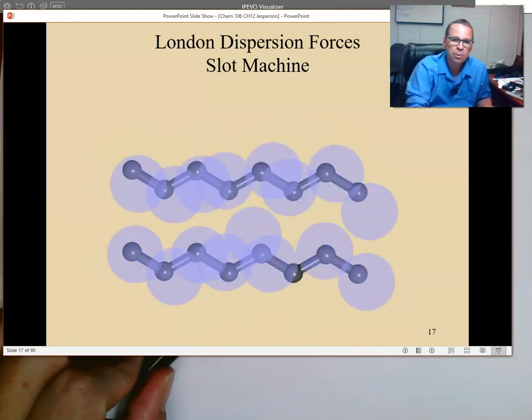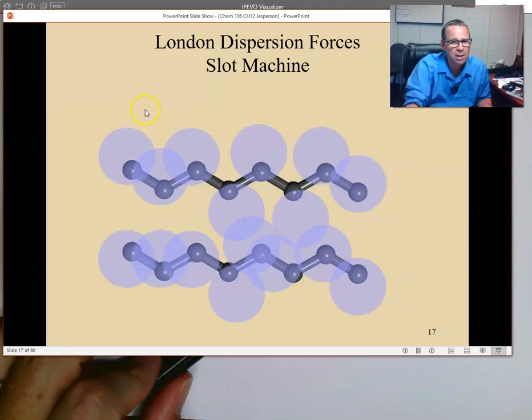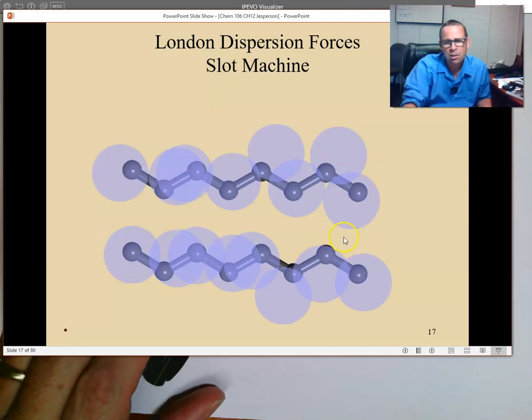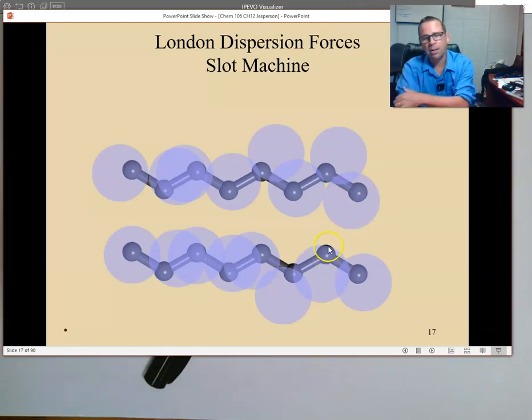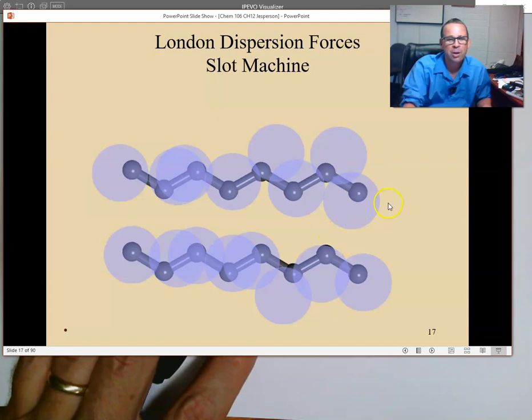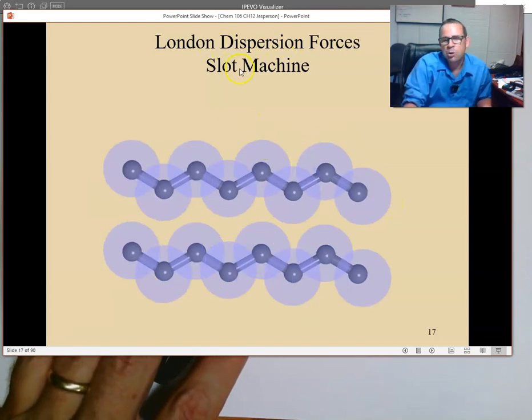But there can be these London forces, because if I stop the molecules, let's see if I get lucky, I'm going to stop them right here. In this molecule right now, there's a little lack of electron density right here, but this molecule is pushing its electron density towards that region. And so you'd have an instantaneous dipole, a moment where there would be a stickiness between these two molecules, because of the electron density moving from one and being attracted by the opposite charge exposed on the other molecule. I call this the London Dispersion Forces slot machine.